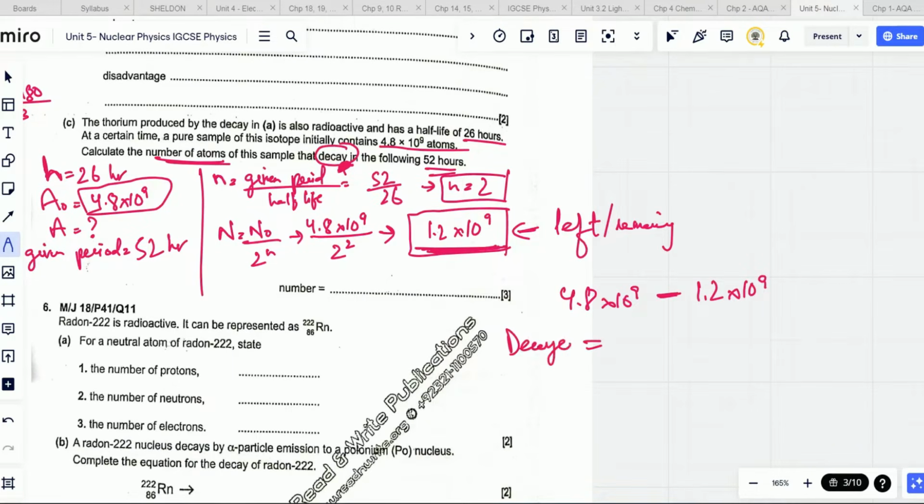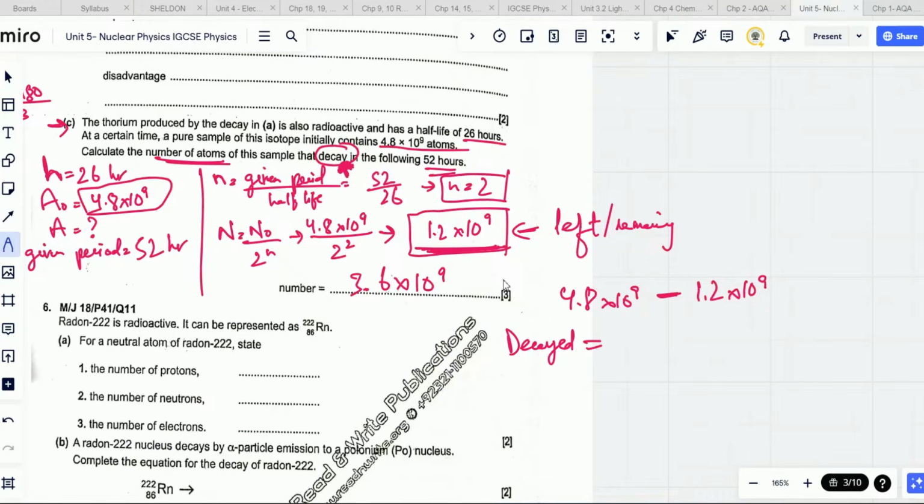So be very vigilant while solving these questions. Make sure that you read it properly. You see how they just change one terminology over here and that changes the answer as well. So be very careful while solving it. Remember this, that we'll always get the ones which are left. They are asking us in the question the one which is decayed. So subtract it. Let me know what would you get. 3.6 multiplied by 10 to the power 9. This would be our answer.